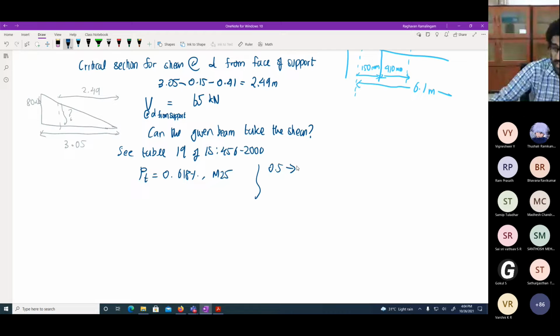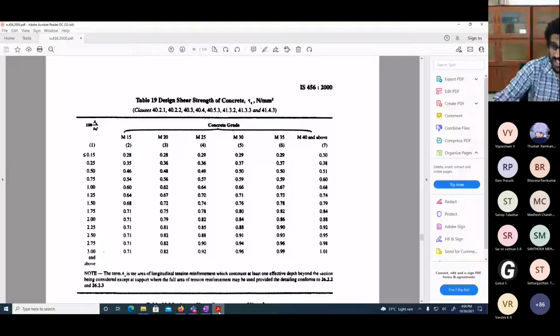Okay, so in this table, what I suggest is, all of you should be having IS456 with you. So if possible, please open up that table and have a look. Only then you'll understand. So open table 19 of IS456. You'll be able to see these values.